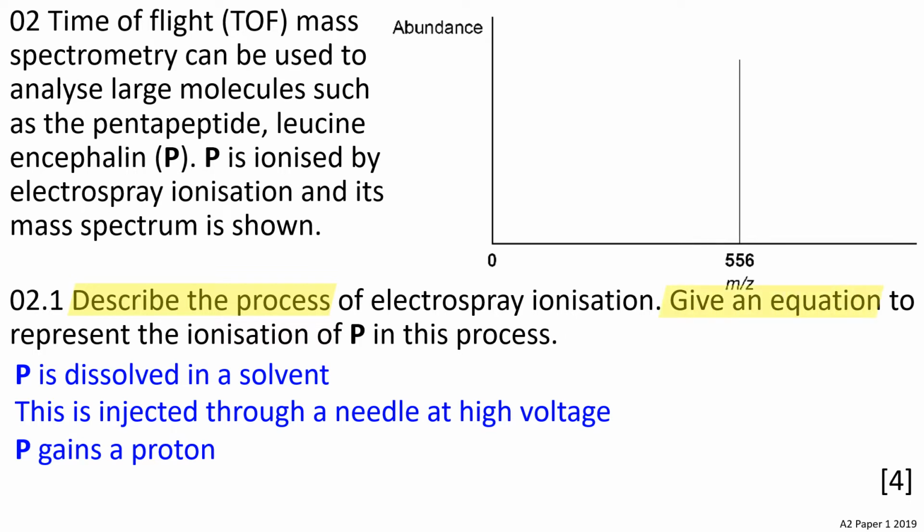So the process of P gaining a proton: P plus H plus, the proton there, goes to PH plus. Essentially, you include the charge there. If it didn't have a charge, it would not be detected. M over Z represents the mass to charge ratio.